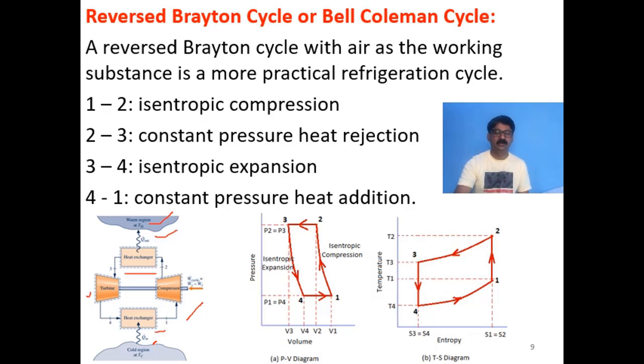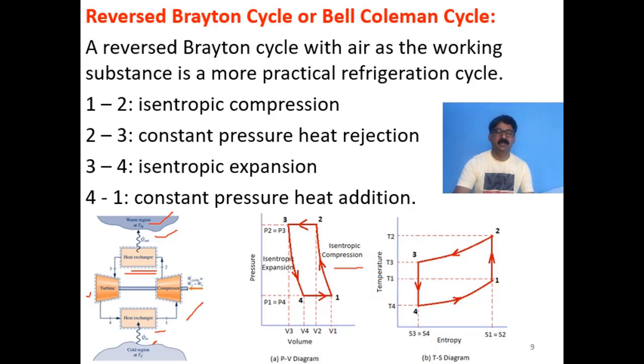Now here you have the PV diagram. So 1 to 2 is the isentropic compression in the compressor. 2 to 3 is the heat rejection, right, in this heat exchanger. Okay, I won't call it a condenser now.